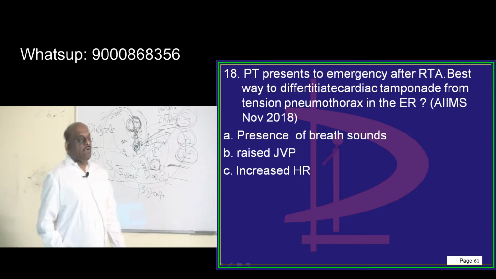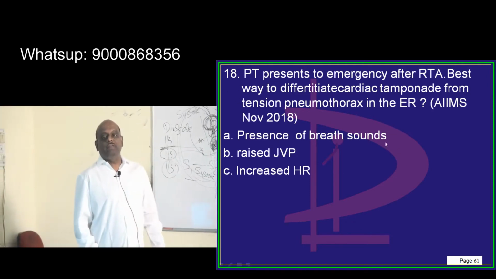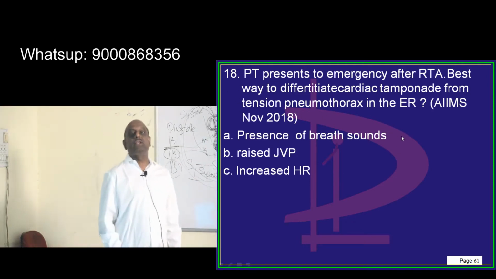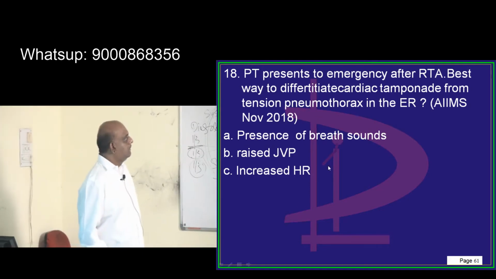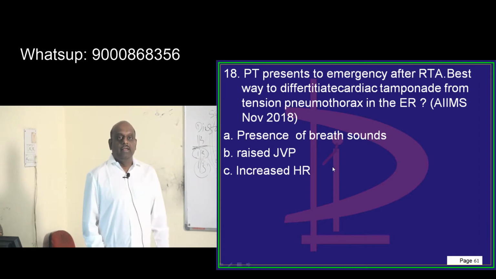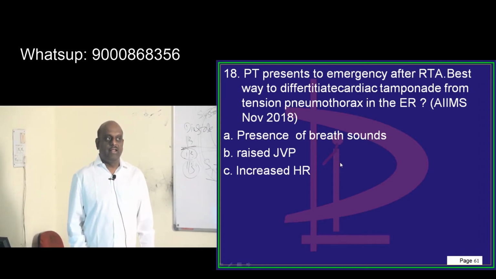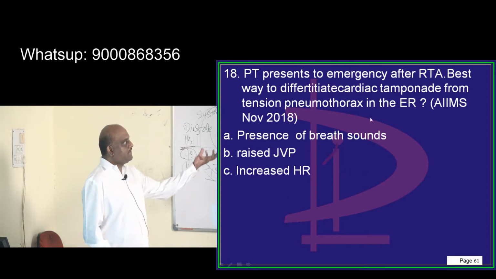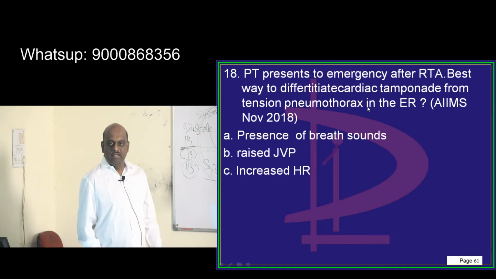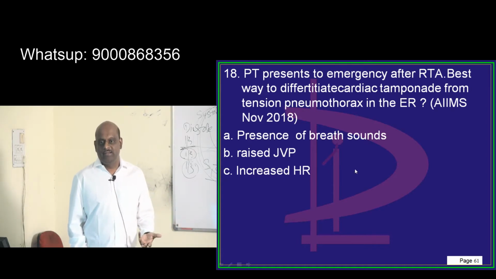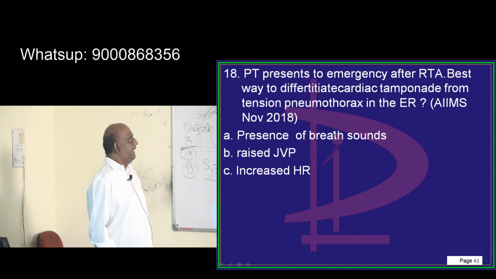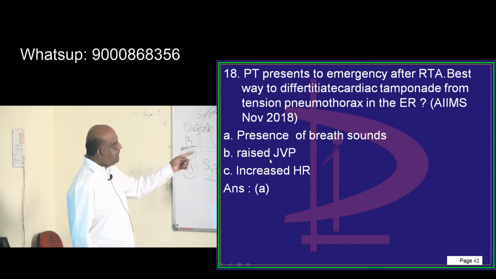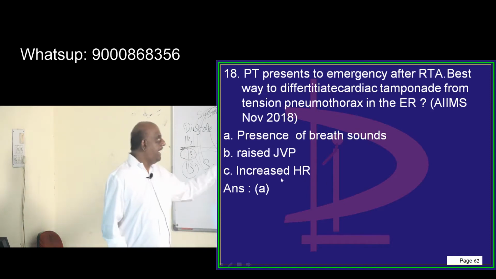Patient presents to emergency after a road traffic accident. How do you differentiate cardiac tamponade from the tension pneumothorax is a very, very important question. Actually, not very big challenge to discover. Breath sounds will not be there in pneumothorax. Breath sounds continue to be there in tamponade. So it's not at all a challenging question, right? So in both the cases there will be raised JVP and increased heart rate.